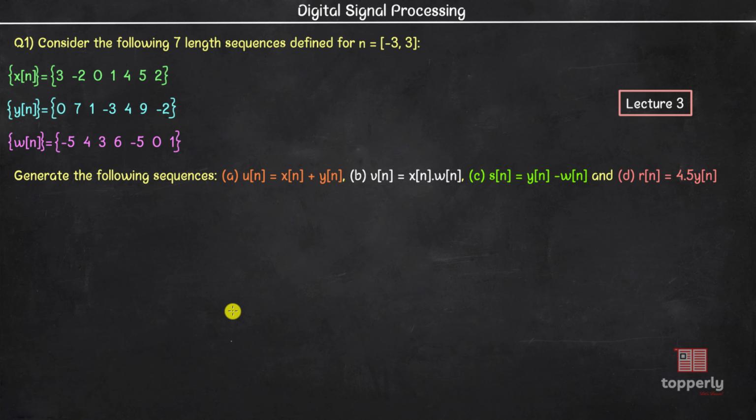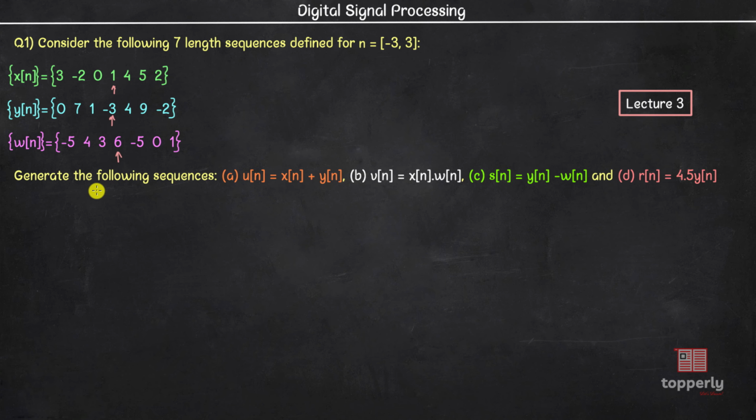The first question is, consider the following 7-length sequences defined for n in the range -3 to +3. The sequences are x of n, y of n and w of n, and each of these sequences has a length of 7 ranging from n equal to -3 to n equal to +3. The samples corresponding to n equal to 0 are these.